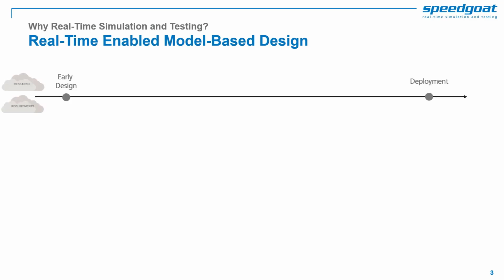As an introduction, let's summarize how your development process can benefit from real-time simulation and testing. You typically want to get from an early design idea to deployment in production. As a simple example, let's say you design a cruise controller for your new electric powertrain.